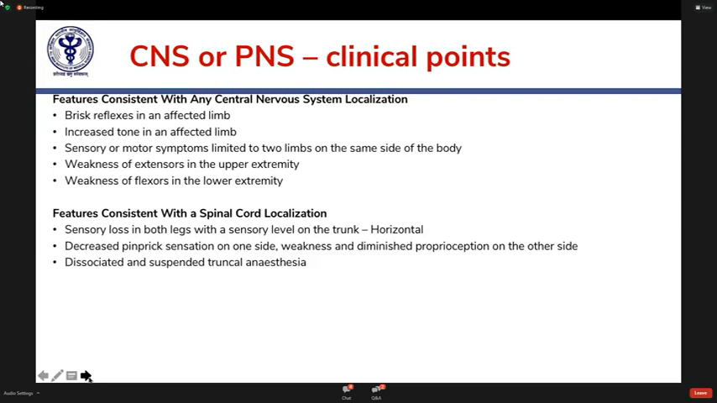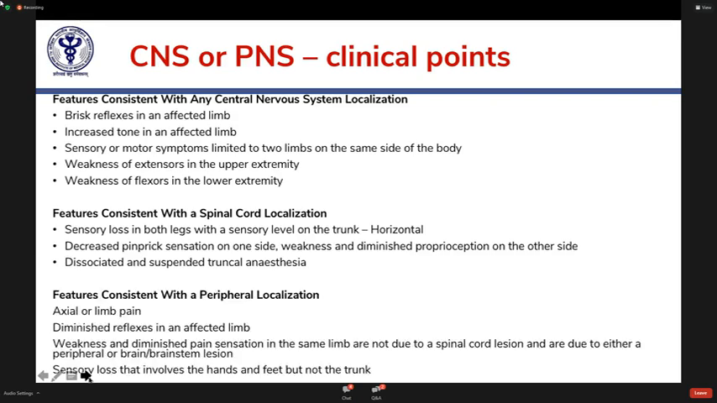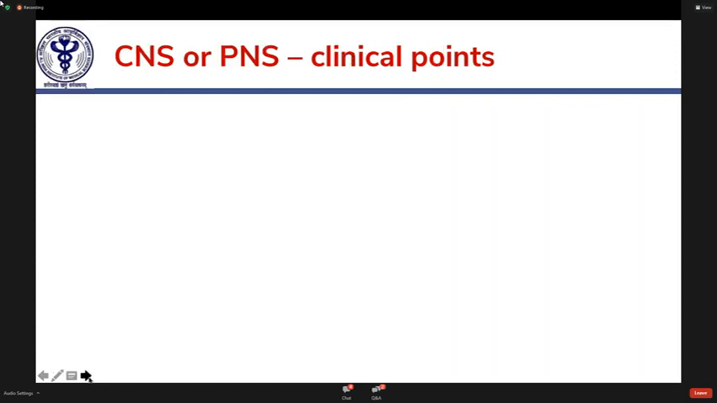Spinal cord localization is suggested by a horizontal truncal sensory level, a Brown-Séquard-like presentation with decreased pain on one side and diminished proprioception on the other side, or dissociated suspended truncal anesthesia. This can localize only to the spinal cord. And peripheral localization, we discussed most of the things just now.